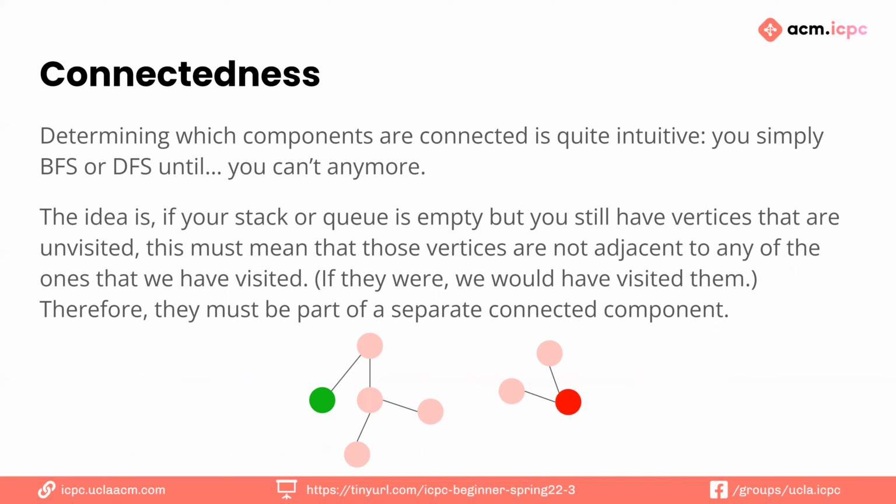And it's pretty easy to determine whether a graph is connected. You just run BFS or DFS on any of the vertices. And after you finish it, if there are unvisited vertices, then the graph is not connected. Does that make intuitive sense? Do you think you can explain one?